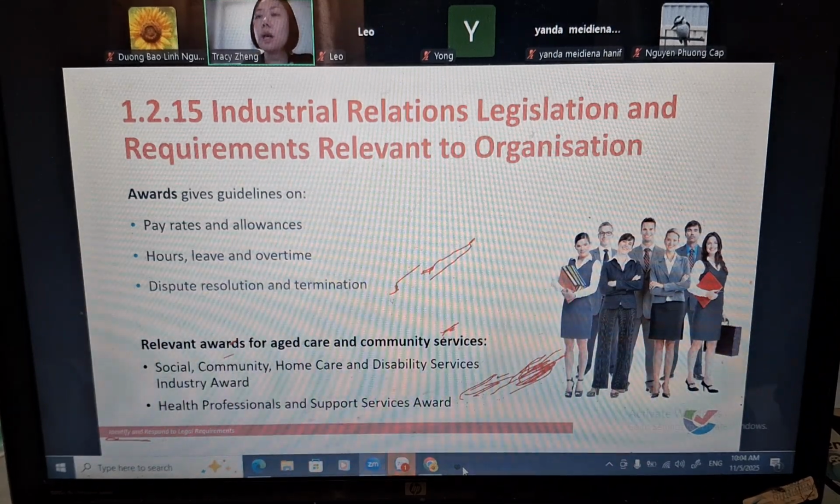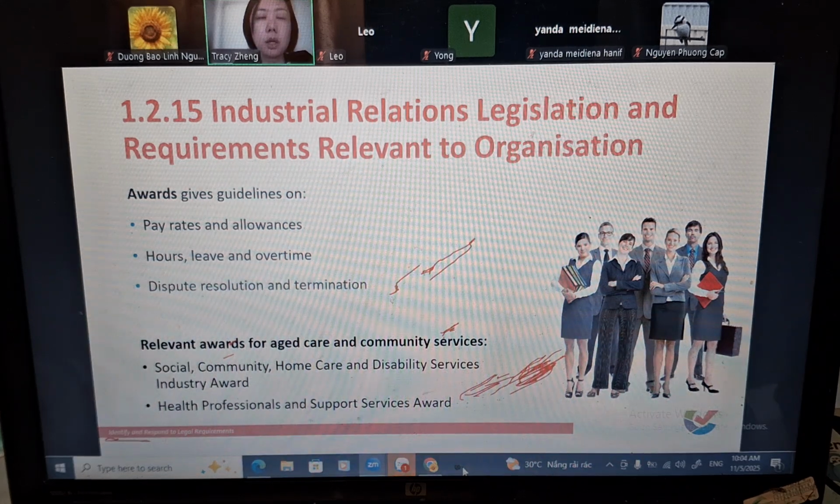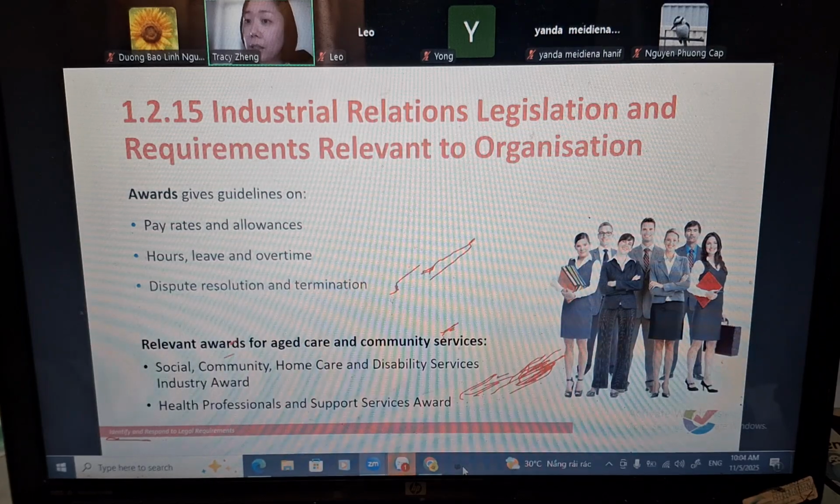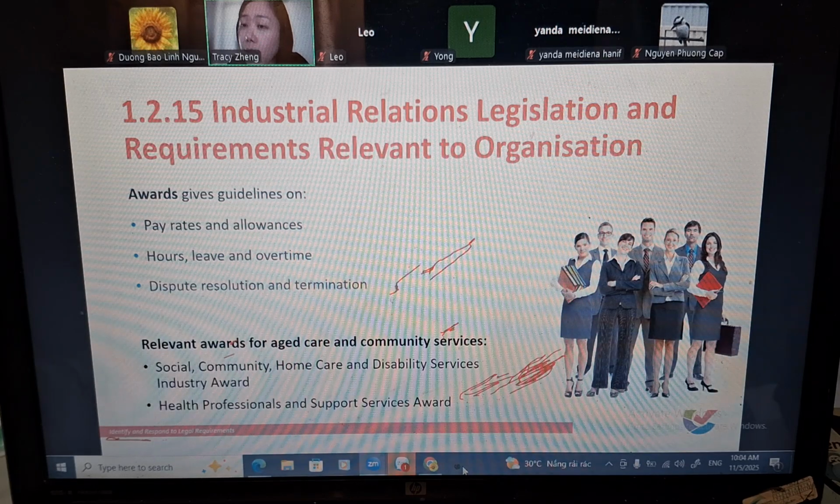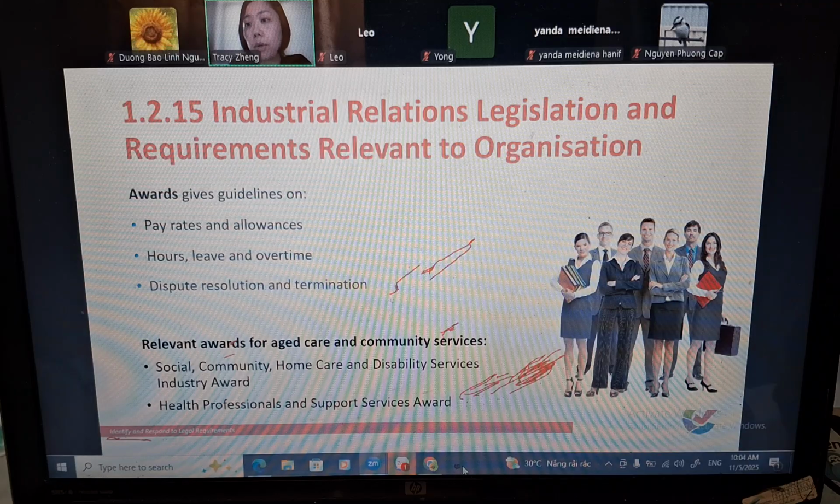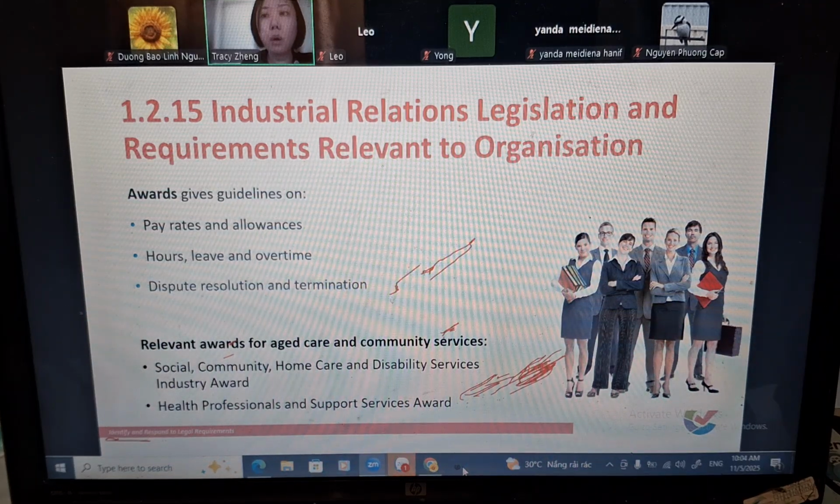And also in the award, they will mention how many hours will be counted as overtime. If you work overtime, how much they're supposed to pay you, what is the loading, etc. What is the penalty? For example, if you're working over the weekend, you will have a higher rate. Or if you're working on the public holidays, they will have a higher pay rate as well. Or you can check the awards.